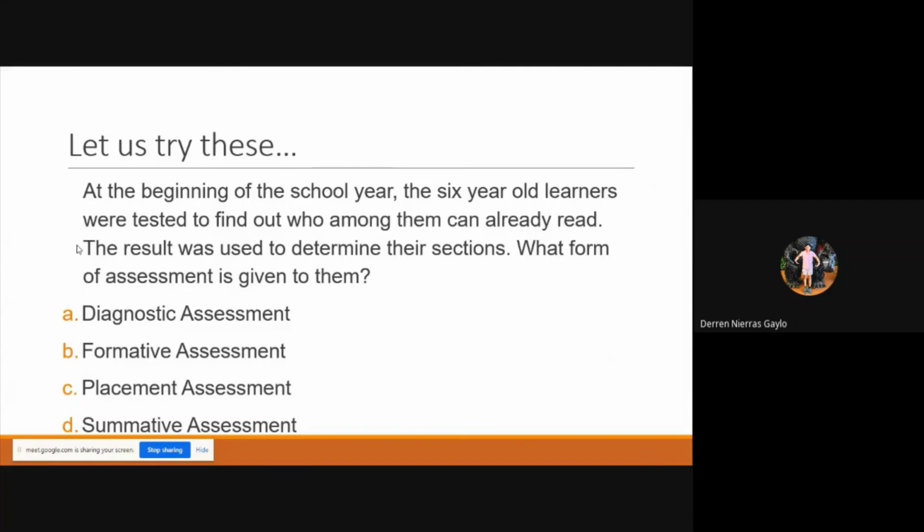So if you have sectioning, it is more on placement assessment. So if you will place them in their respective sections, that is on placement. Take note, that's placement, section.